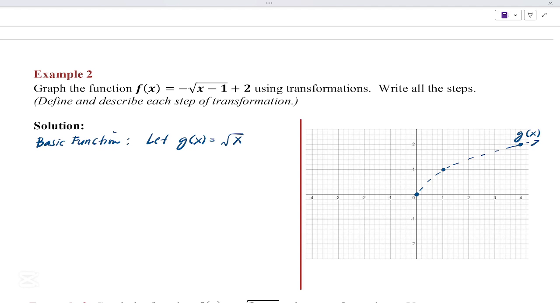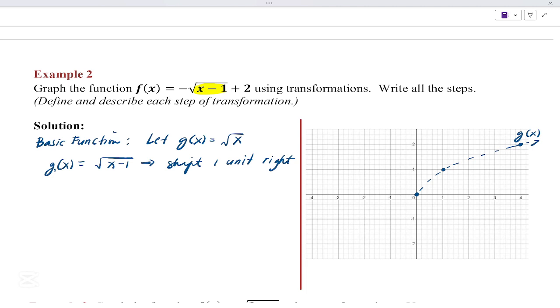Now, the first transformation that we can apply is replacing x by x minus 1. So g of x becomes g1 of x, which is equal to the square root of x minus 1. It means the graph is shifted 1 unit to the right.